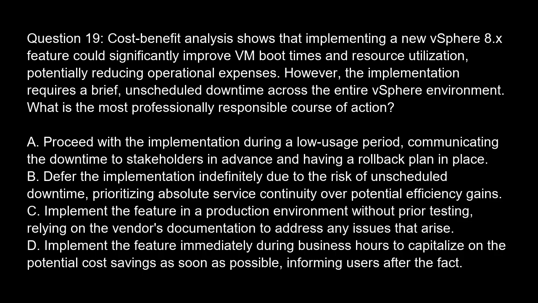Option A. Proceed with the implementation during a low-usage period, communicating the downtime to stakeholders in advance and having a rollback plan in place. Option B. Defer the implementation indefinitely due to the risk of unscheduled downtime, prioritizing absolute service continuity over potential efficiency gains. Option C. Implement the feature in a production environment without prior testing, relying on the vendor's documentation to address any issues that arise. Option D. Implement the feature immediately during business hours to capitalize on the potential cost savings as soon as possible, informing users after the fact.